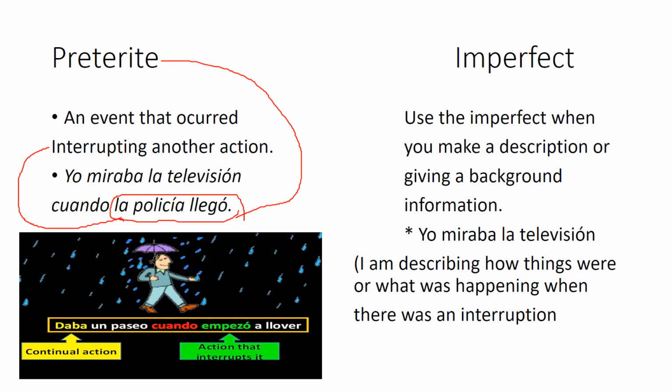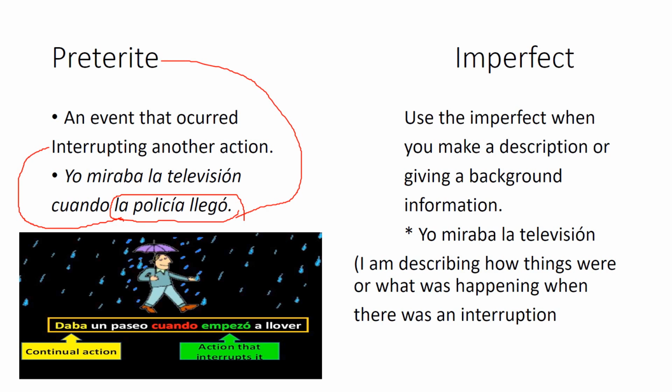Okay? We use the imperfect tense when you make a description or give background information. For example, María era de Colombia, vivía en una ciudad. María was from Colombia. She lived in a city. Imperfect tense, always.